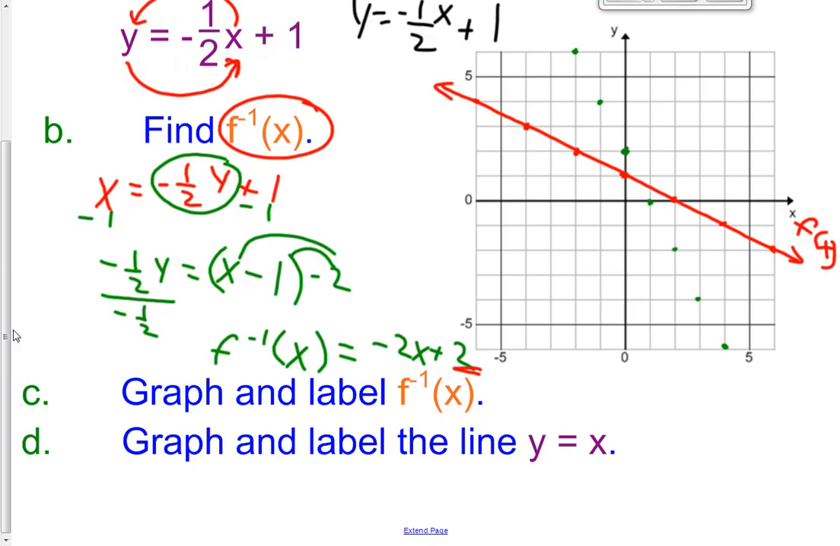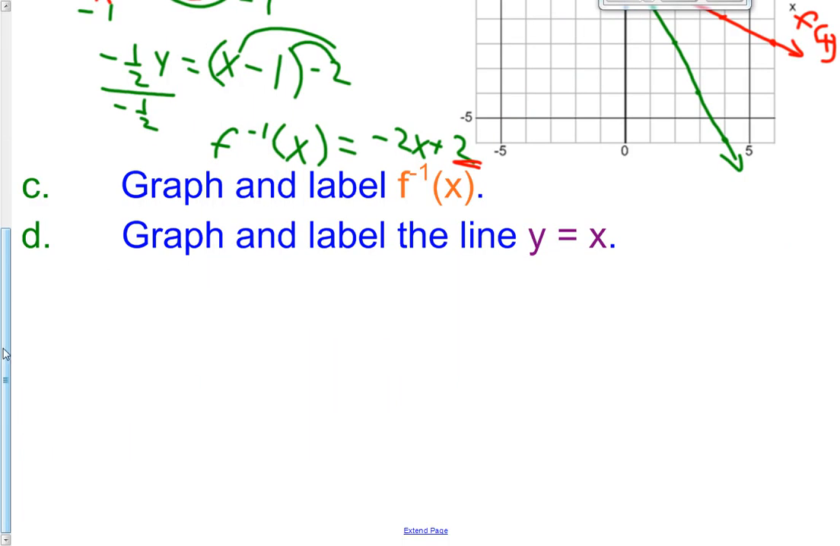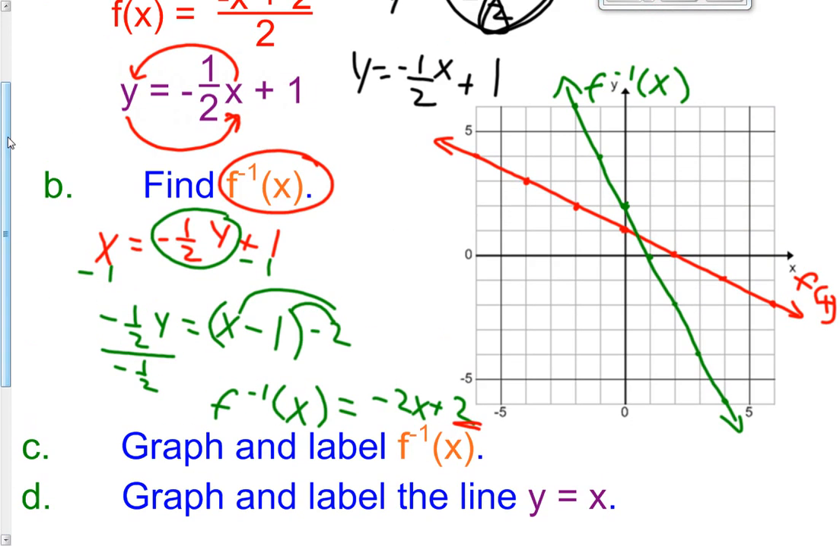And there's my line. We'll graph this, and it's best to use a straight edge, so I encourage you to use a straight edge as you have your notes. Let's label this. This is the inverse function of x. So the f to the negative 1 of x, read as the inverse function of x. So we've done letter A, B, and C. Letter D, it says graph and label the line y equals x. Well, as we found from the last one, the line y equals x, it starts at the origin, and then it goes up 1 over 1, up 1 over 1. There's the line y equals x.